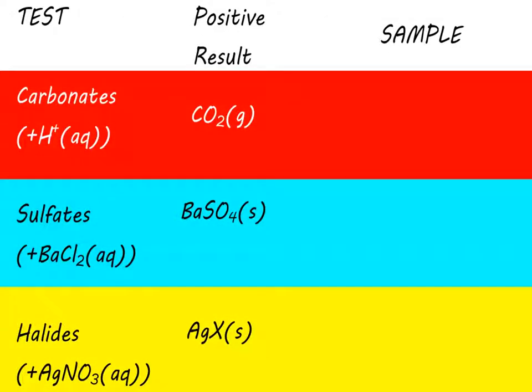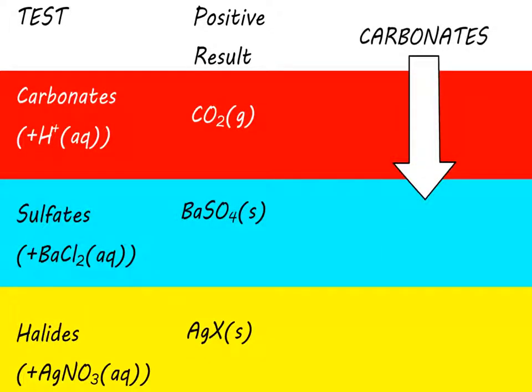If you have a solution that you would like to run through these tests, you must perform them in a certain order. You must first test for the presence of carbonates before proceeding to test for sulfates, since when the barium chloride reagent used in the test for sulfates is added to a solution containing carbonates, a precipitate of barium carbonate will form, which will lead to a false positive for sulfates.